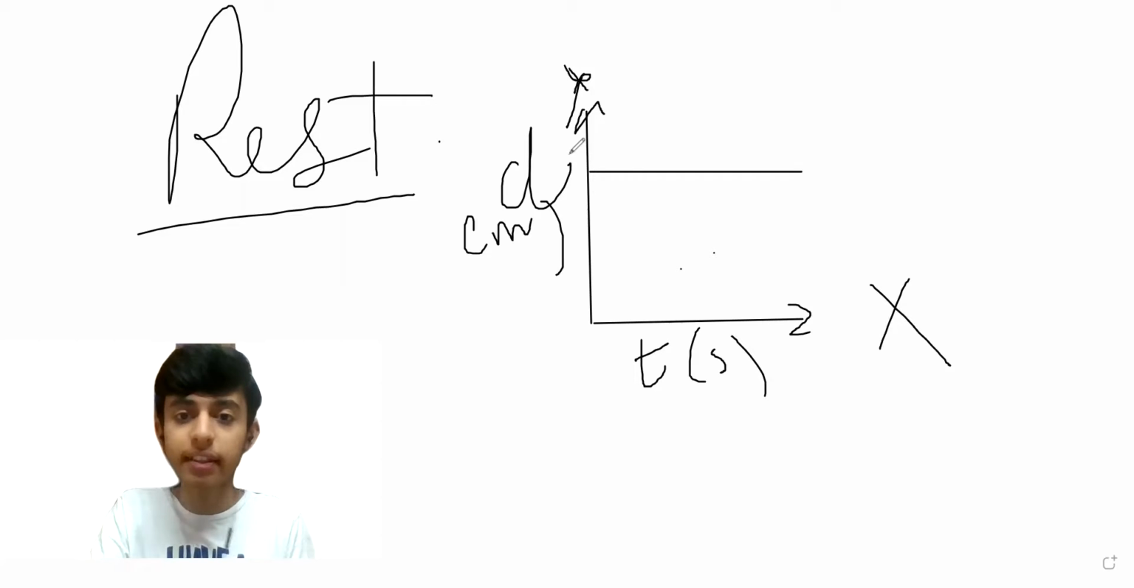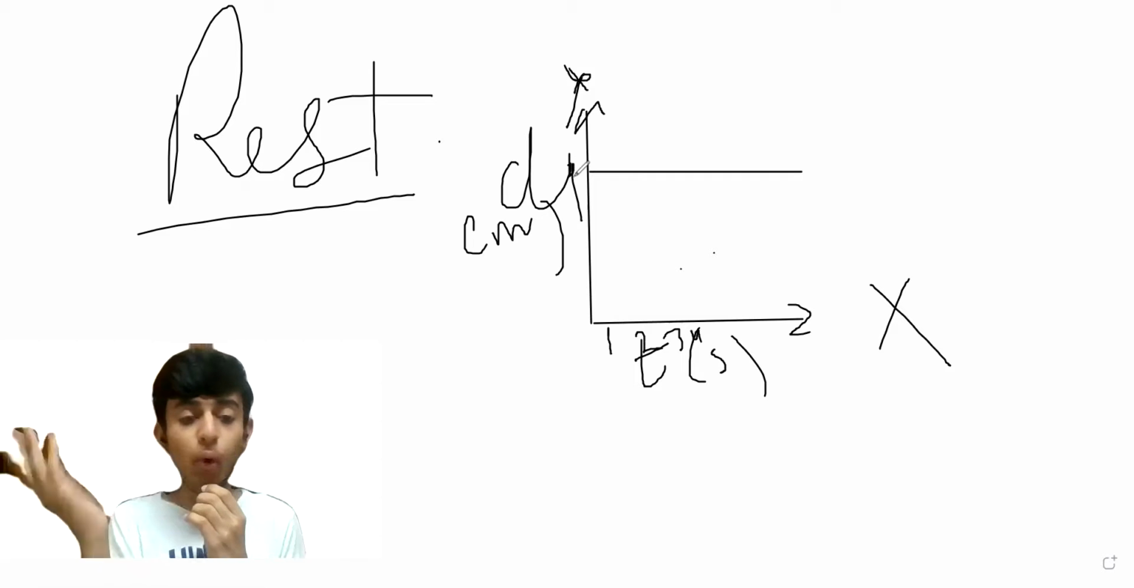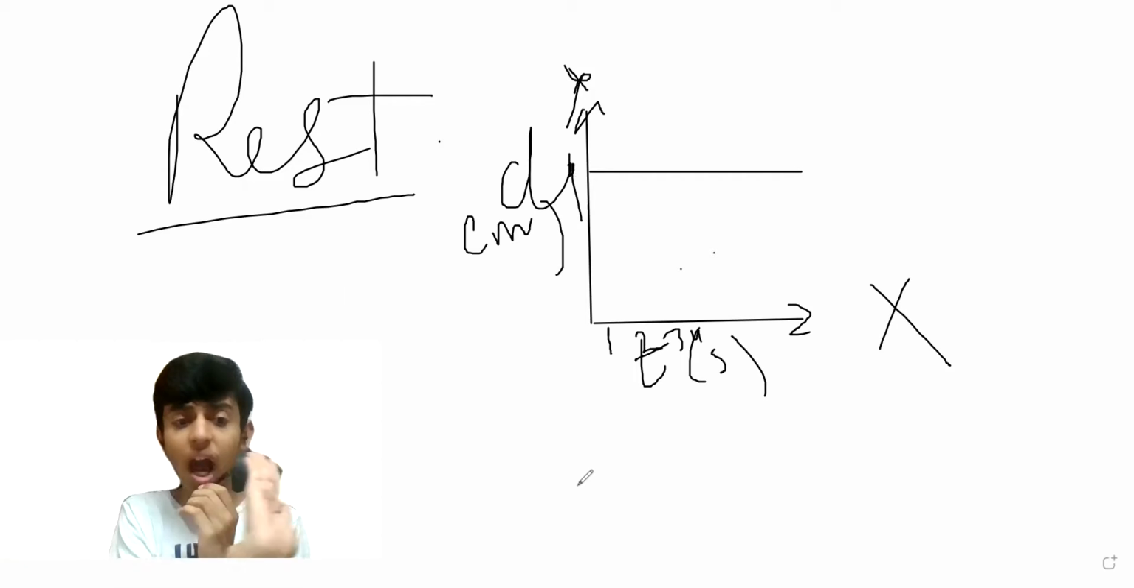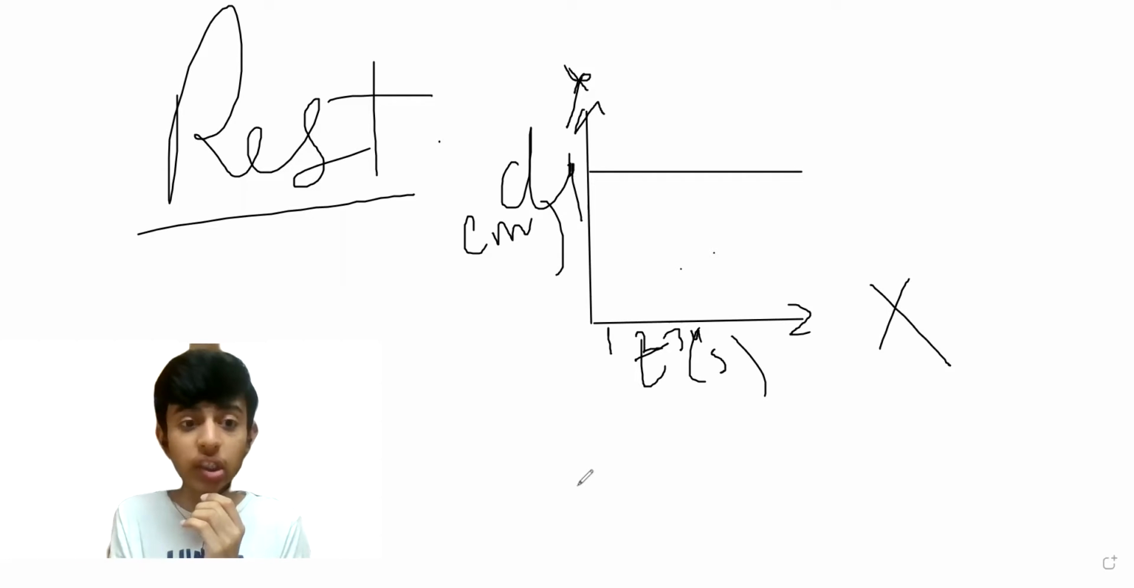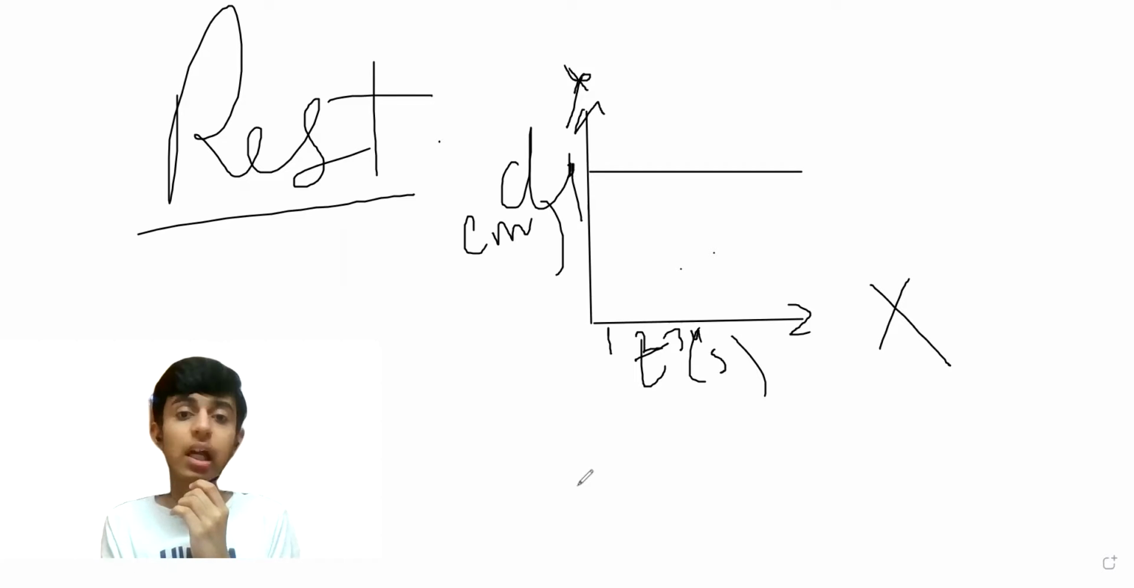Here also, suppose let's say it is 4, and this is 1, 2, 3, 4. In 4 seconds, the distance is 4 meters only. In 1 second also it covered 4 meters, and in 2 seconds also 4. It means the distance between the reference point and the object is constant. It is not changing, and that's why it is at rest. So this is about the rest condition.